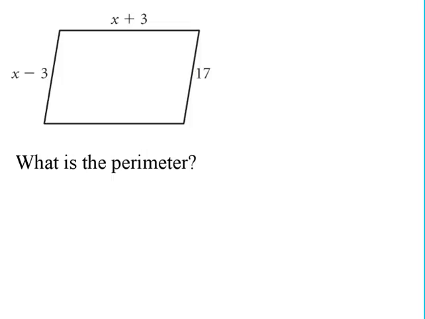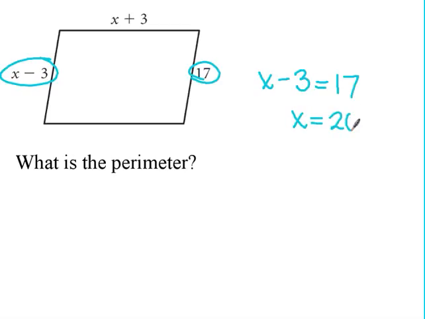Okay, we're going to look at this next one here. It says, what is the perimeter? Now, perimeter means what? Refresh my memory. The distance around. So in order to find the perimeter, I need to find what X equals. How can I find what X equals? I know that these two have to be the same measure, so I've got X minus 3 equals 17. So what does X equal? 20.